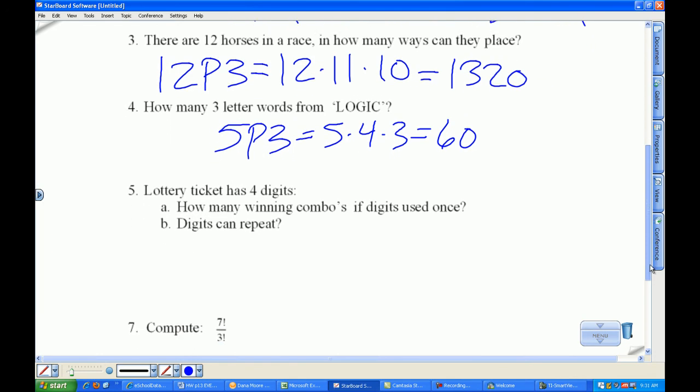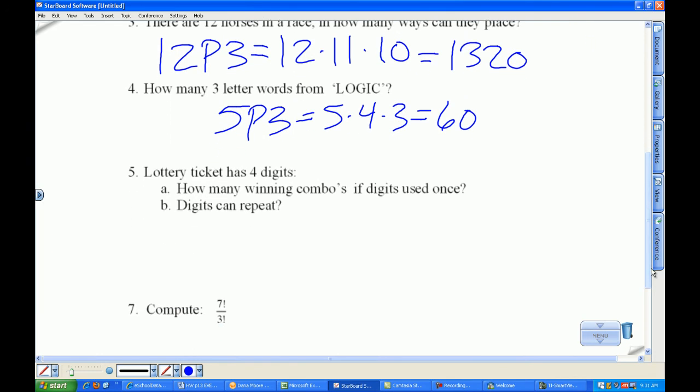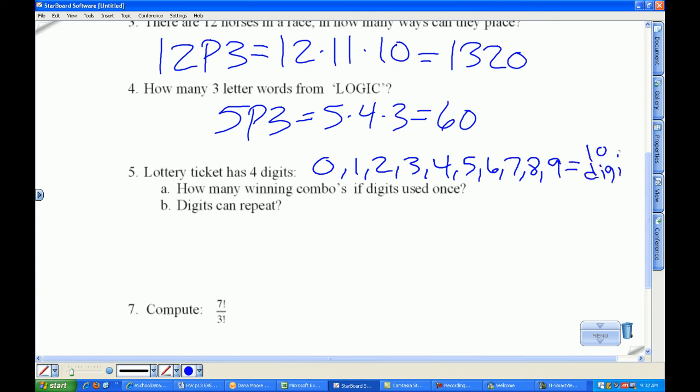Ooh, lottery ticket. A lottery ticket has 4 digits. How many winning combos if digits are used once? Well, what are the digits? 0 through 9. That means there are a total of 10 digits. Okay. So how many winning combos if the digits are only used once? We do 10 pick 4, which is 10 times 9 times 8 times 7.